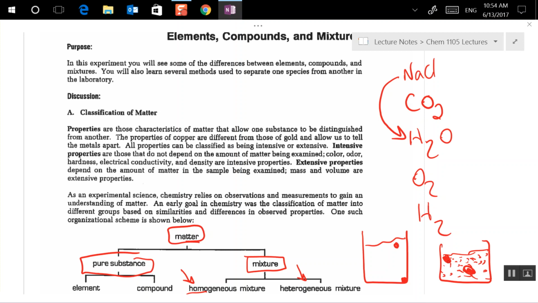Pure substances can be, like we said over here, either elements or compounds. So water is a pure substance. Oxygen is a pure substance. One's an element, one's a compound. But they're both pure substances. Okay?